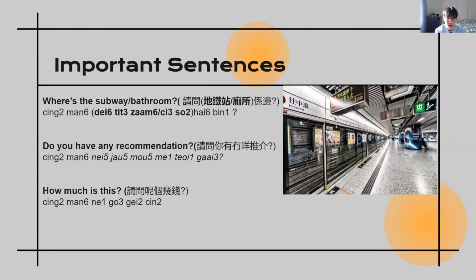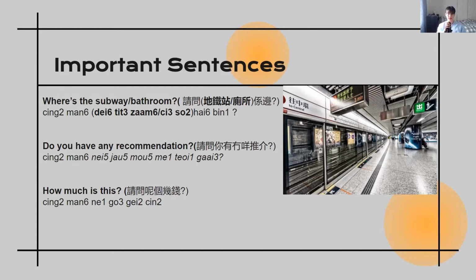You can say 請問, which is like, may I ask, in a polite way. 地鐵站, it's subway. And then 喺邊 is where. So if you combine them together, it will be 請問地鐵站喺邊, which is, may I ask, where's the subway? So we'll say it one more time. 請問地鐵站喺邊? So where's the subway?